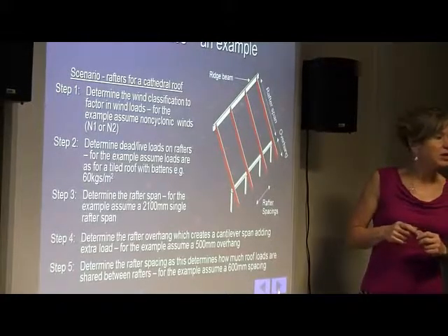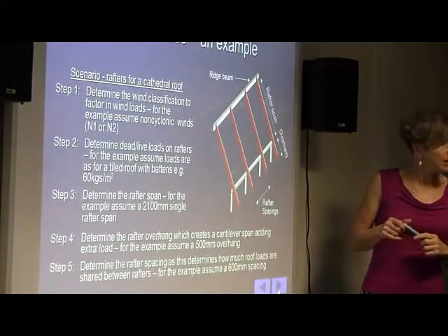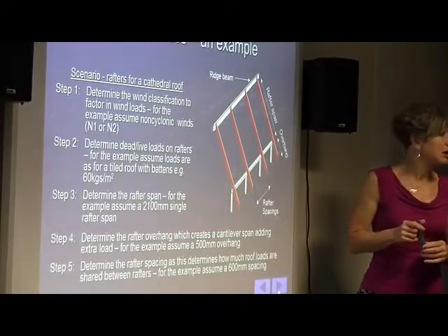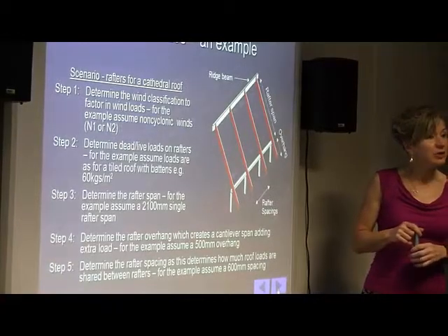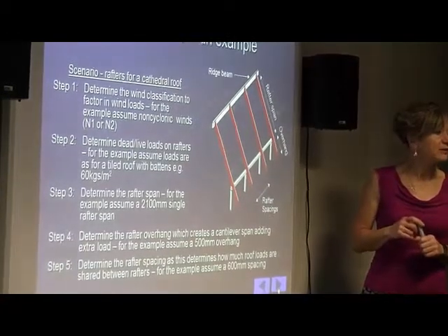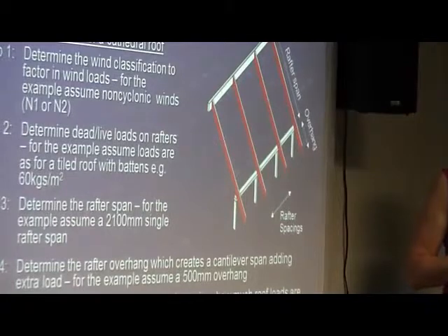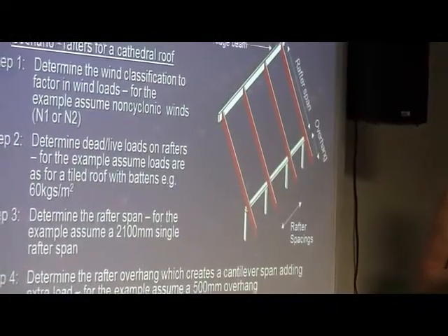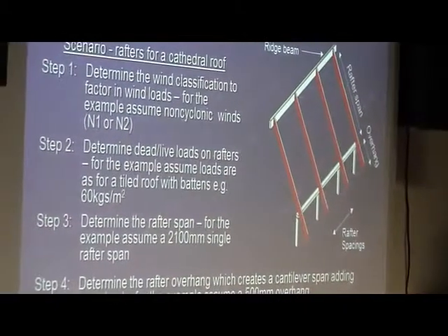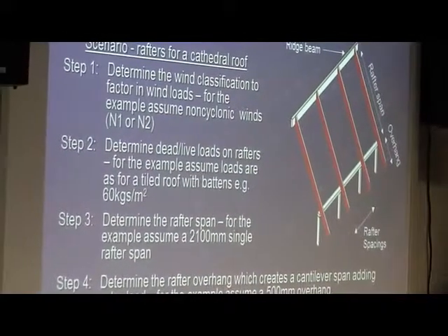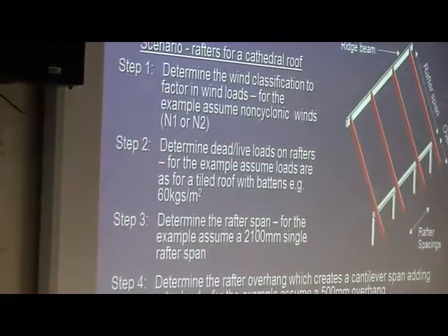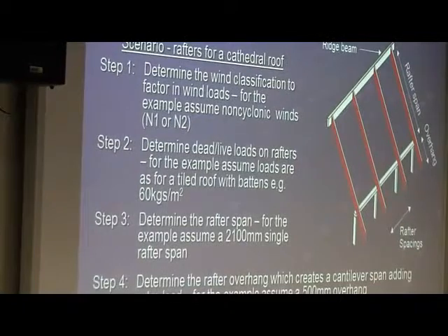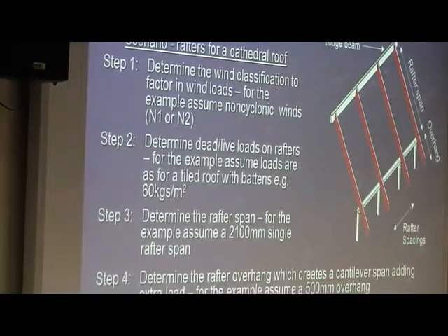And for Sydney, that's going to be N1 or N2. I didn't tell you about the wind classifications. N stands for non-cyclonic, and it's divided up into 4 different groups, N1 to N4. And cyclonic has C as the prefix, so C1 to C4. Okay. As you go up in number, N4 becomes stronger winds. So N1 and N2 is probably the lowest of the wind classifications.